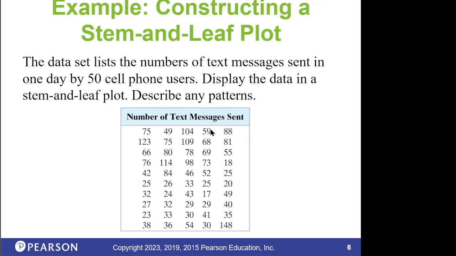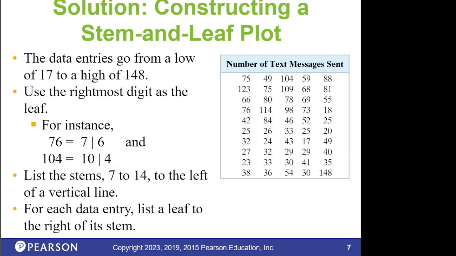So here are 50 cell phone messages per user, for 50 users. And so there's a lot of information here. We'd want to construct a stem and leaf plot. And if we look at this data, we have numbers down to the 20s and numbers all the way up to the 140s. So you would build it from the smallest number of 17 to the largest number of 148.